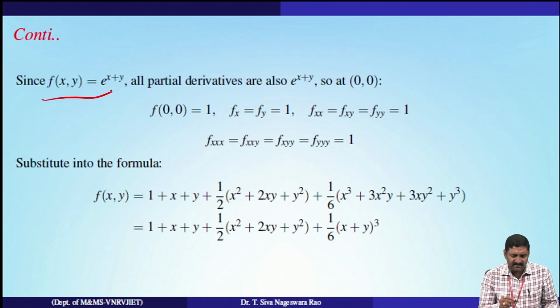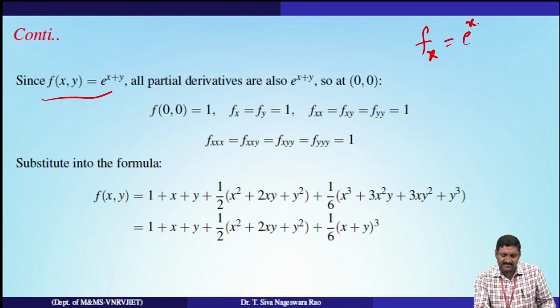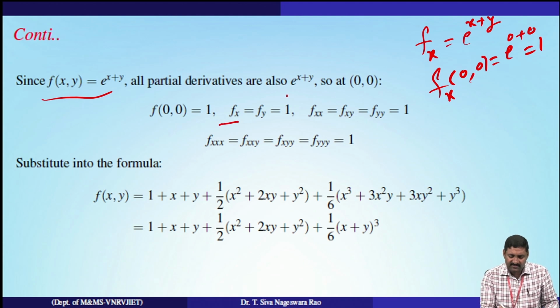Here is the given function. First, we will find the partial derivative with respect to x. The derivative of an exponential function is always the exponential function. So, the derivative of f of x comma y with respect to x is fx, and its value is e power xy. We will substitute 0 for x and 0 for y. That is again 0 plus 0. You will get 1. So fx value is 1. Similarly, fy value is also 1.